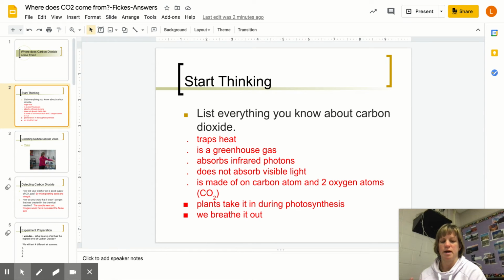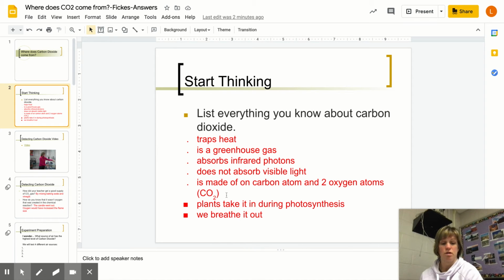And some of this might be from our unit, some of it just might be from previous knowledge and experience, but you don't have to have this full list, but here are some things that came to my mind. That carbon dioxide traps heat, which makes it a greenhouse gas. Now, from the global warming game that you watched Mrs. Shields and I play, that means when we say it traps heat, it can absorb infrared photons, but remember, it does not absorb the wavelength of light called visible light.